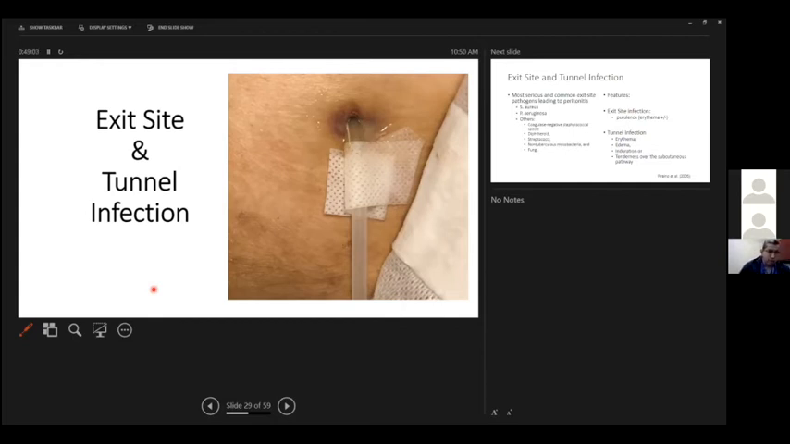Okay, I'm moving on. Now, this is something that you guys want to see. This is my PD patient. The patient came in with hypertension, some abdominal pain, some cloudy fluid, and there you see, this was leaking out pus here. So this is an exit site infection. There's no redness, there's no swelling, it's actually pus. So friends, remember, it is the pus which determines whether it's exit site infection or not.